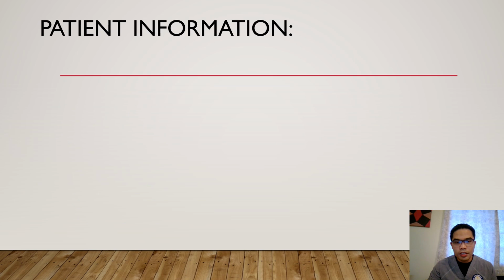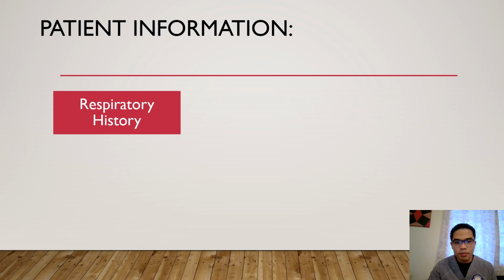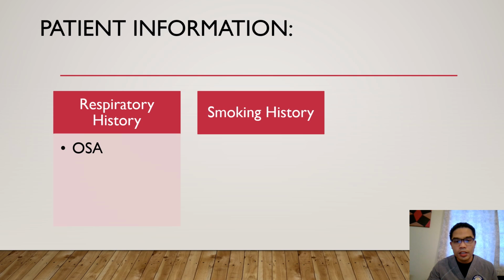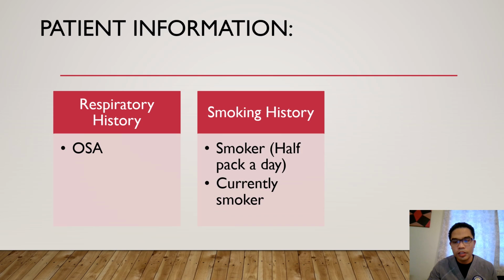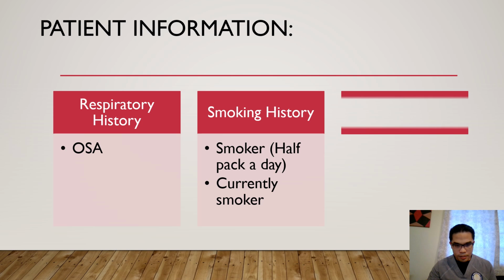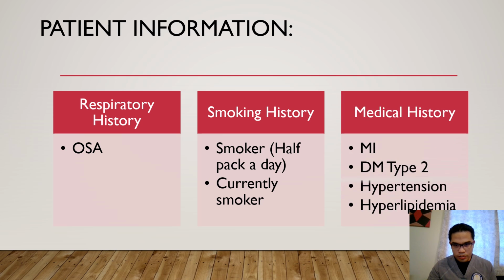So other pertinent information for this patient is, with the respiratory history, the patient had OSA or sleep apnea. Smoking history, he is currently a smoker and smokes a half pack a day. But then medical history, he had a myocardial infarction, diabetes, hypertension, and hyperlipidemia. So one of the things that I would like to discuss is based on his medical history.